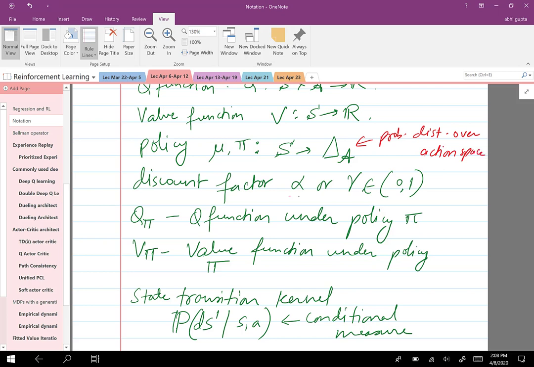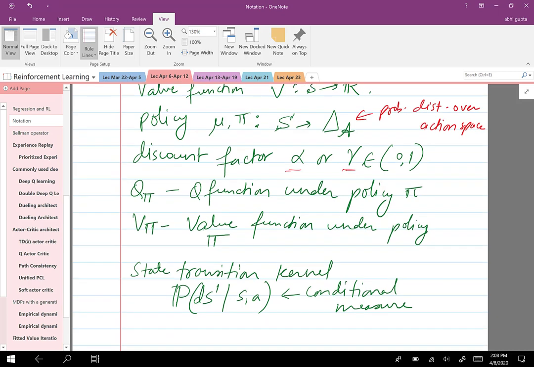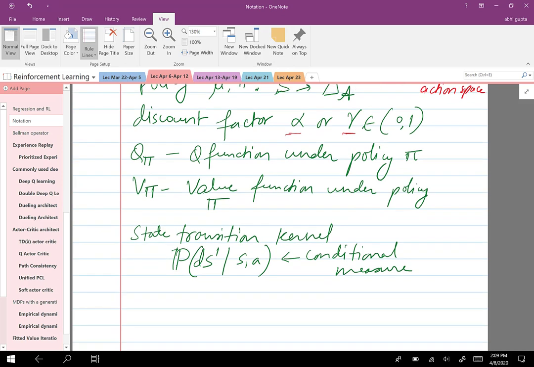The discount factor would be either alpha or gamma. These are the two usual symbols for discount factors in reinforcement learning. Q pi would be the Q function under policy pi. So you fix the policy and you want to evaluate what the Q function is for that particular policy. Similarly, V pi would be the value function under policy pi. The state transition kernel would be denoted by this P, and it would be a conditional measure.